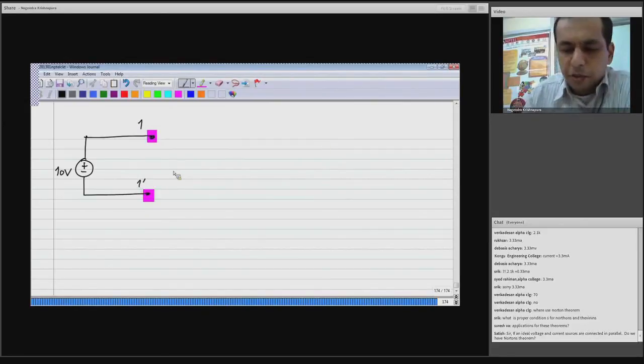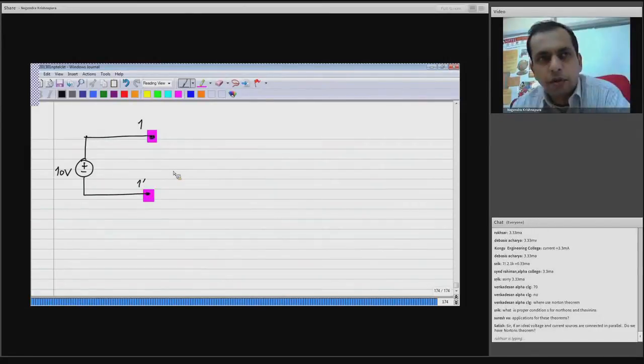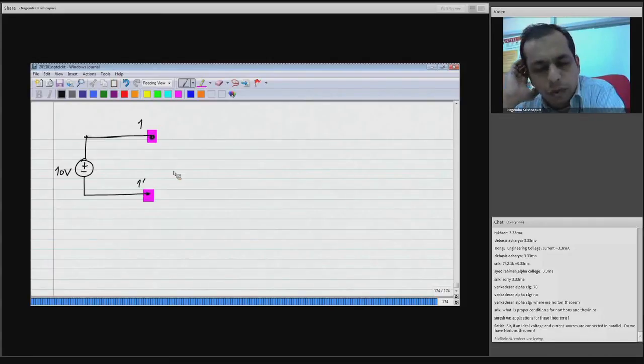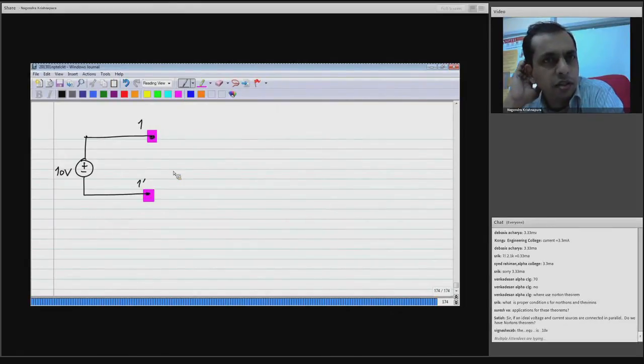So now let me say this is my circuit. This is now an extremely simple circuit. I have a voltage source. Now, what is the Thevenin equivalent of this and what is the Norton equivalent of this? I have only a voltage source. Please try to reason out and answer this question. This is not so much of a calculation, but reasoning out. I have only a voltage source connected to terminals 1 and 1 prime. So what's the Thevenin equivalent of this and what's the Norton equivalent of this?